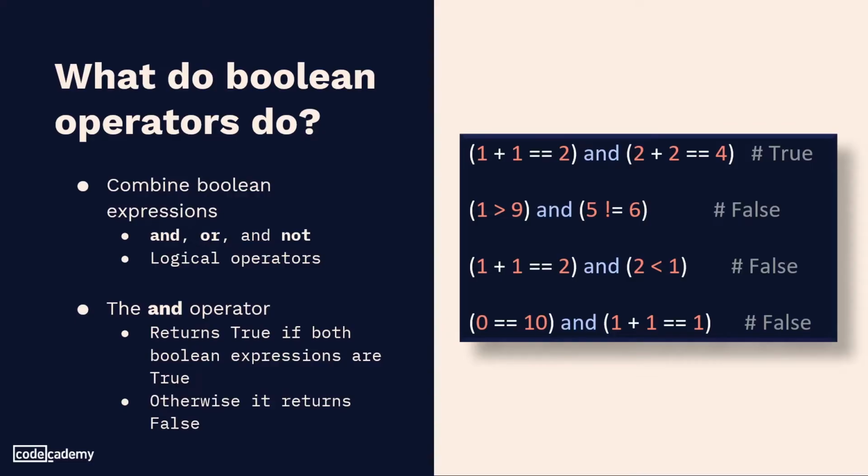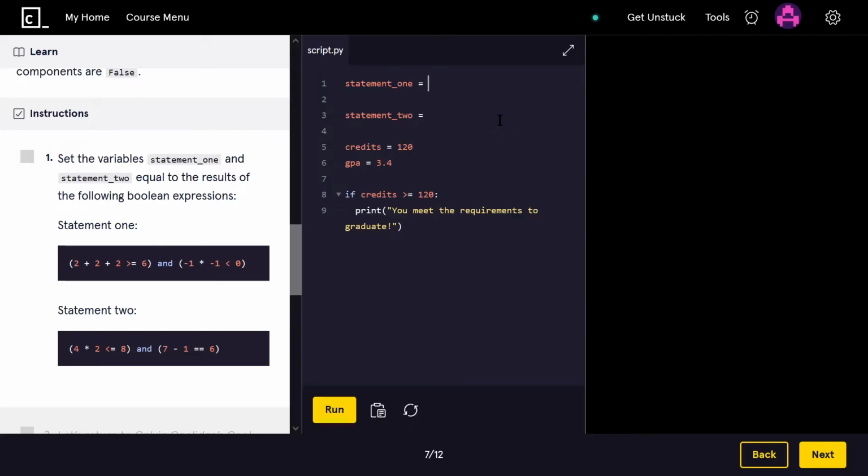Alright, now let's take a look at the instructions for this exercise. For the first task, we need to determine the answers for statement 1 and 2. For statement 1, we can evaluate the left side using 2 plus 2 plus 2, which gives us 6, and that's greater than or equal to 6, so the left side is true. And on the right side, we have negative 1 times negative 1, which gives us 1, is less than 0, and that's false, since 1 is not less than 0. And since one of the sides is false, in the case of the and Boolean operator, the whole statement becomes false. So for statement 1, we'll write false.